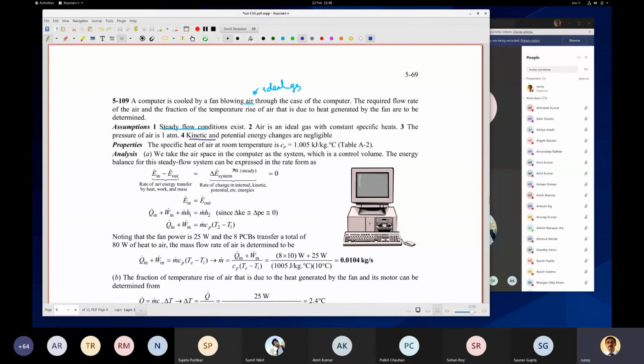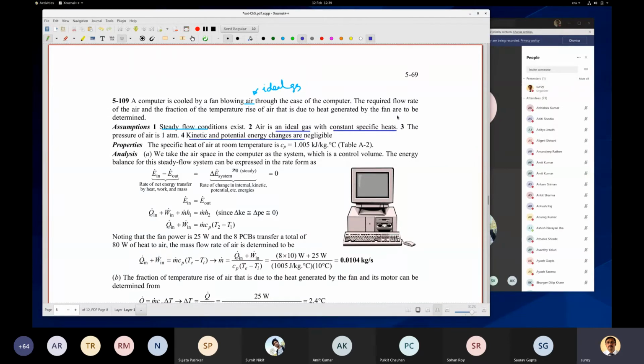So kinetic energy and potential energy changes are negligible. Air is an ideal gas with constant specific heat. If you want to be more accurate, you have to take variable specific heat. If you read the properties from the tables, that is based on variable specific heat, the non-ideal condition. For air also, properties are given, enthalpy with temperature.